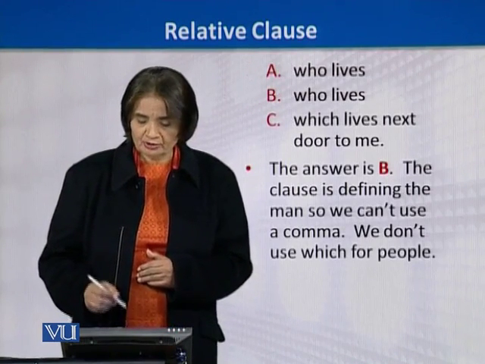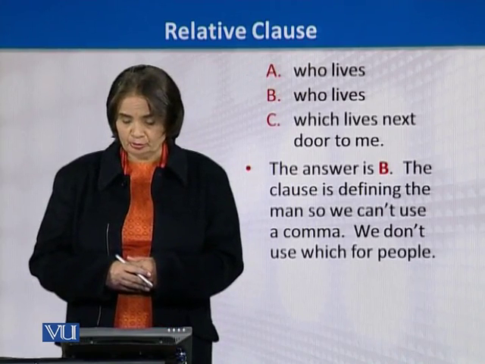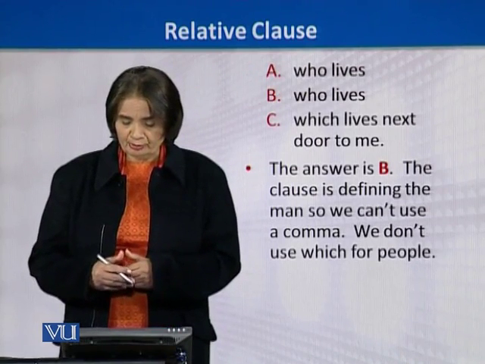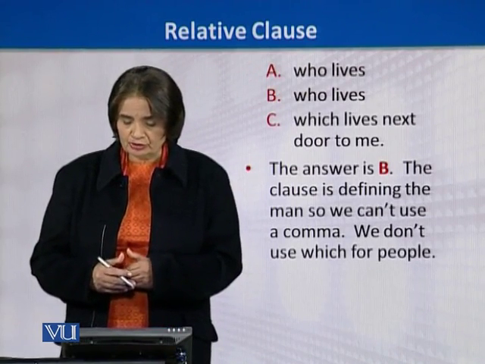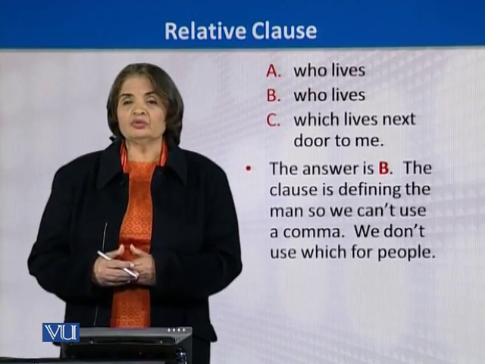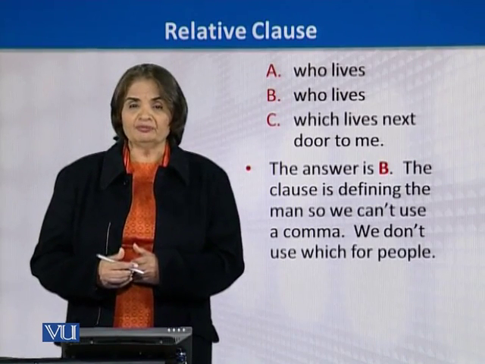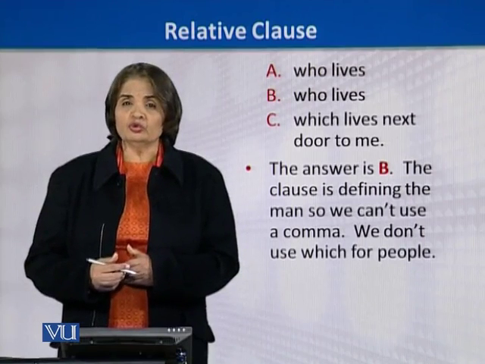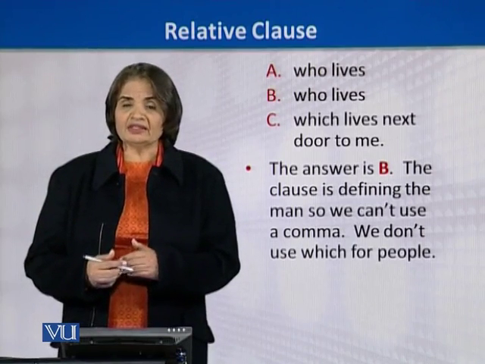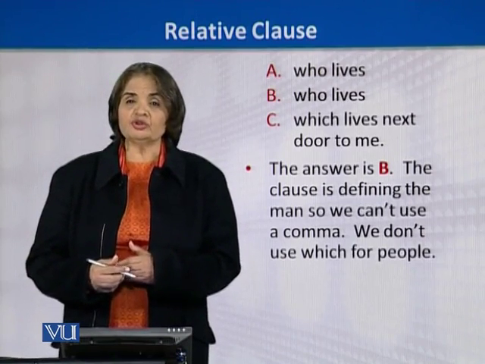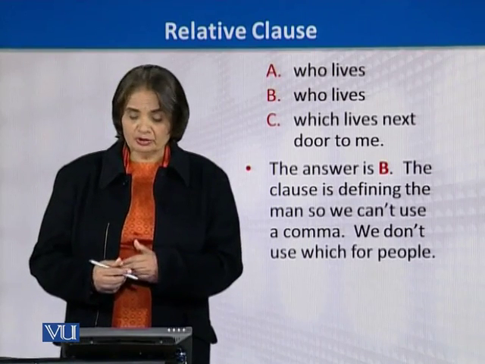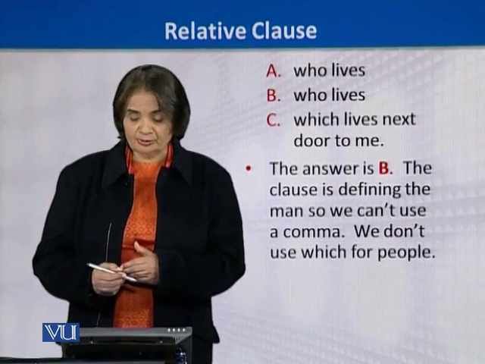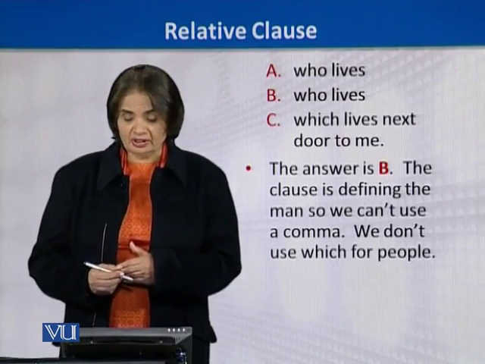Also, we cannot use which for man, and that is why we are not going for the option which lives next door to me, because for the man we can't use which. We don't use which for people. We use who for people because that is the correct English to be used for people. So we will not be using the third option, which is which lives next door to me.